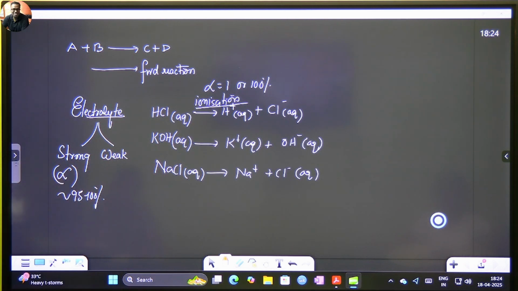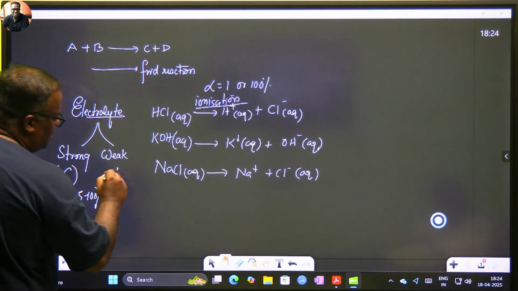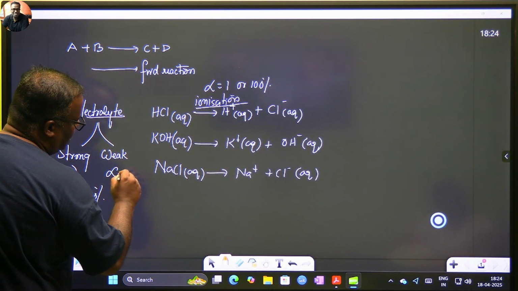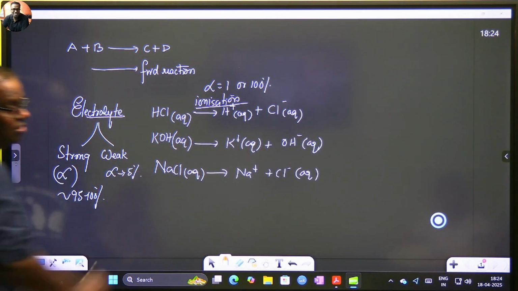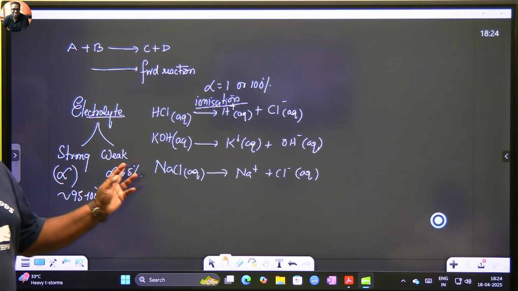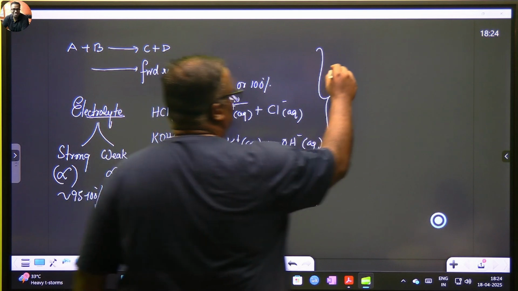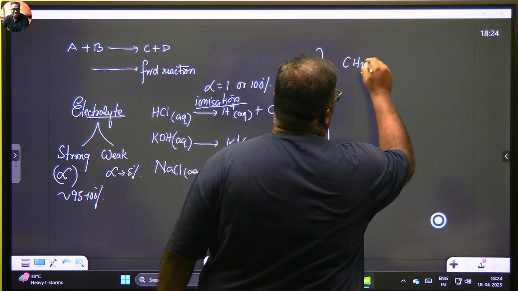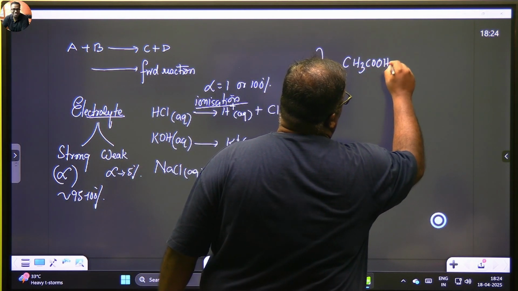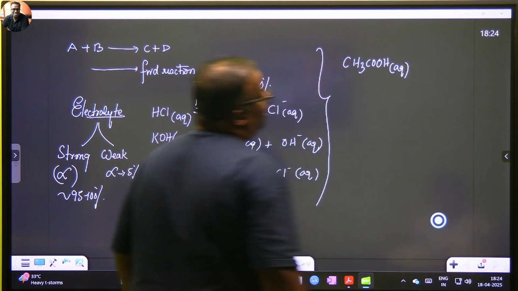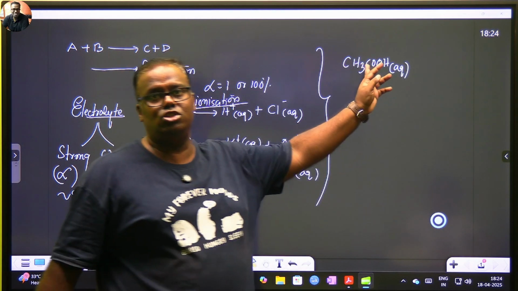Okay, so the ionization is 95 to 100%, whereas in weak cases, alpha would be ranging up to 5%. This is also an electrolyte. Can you give an example? Why not? Let's take acetic acid or ethanoic acid, CH3COOH. This is an organic acid. This is not a mineral acid.